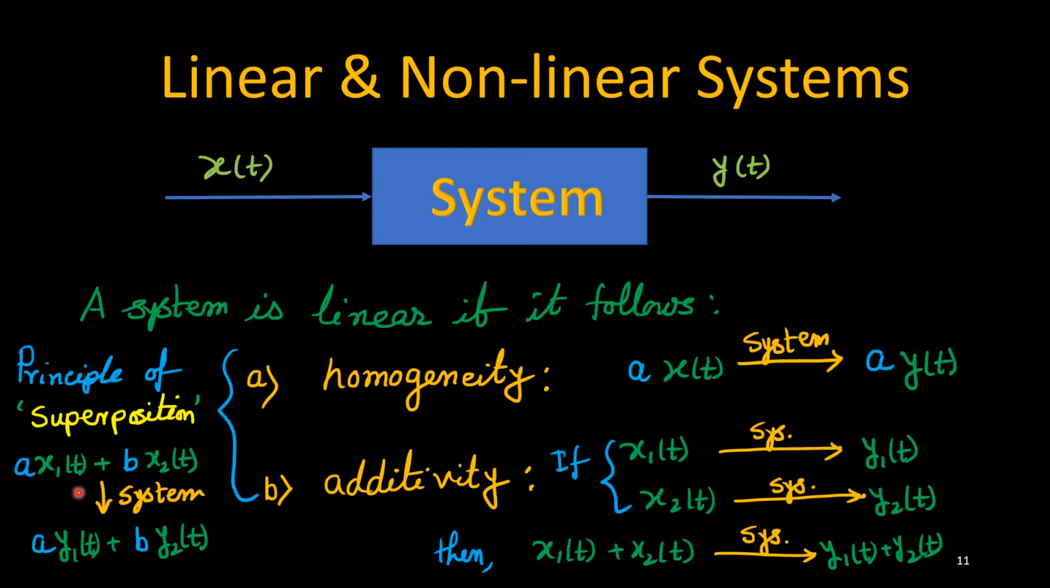You see, for x1 of t the corresponding output is y1 of t. So as a is multiplied here, here also a is multiplied, and x2 of t is a different signal, its multiplication factor is b, and x2's corresponding output is y2 of t. So y2 is again multiplied by the same factor b. Now they are combined. So if a x1 of t plus b x2 of t has the output a y1 of t plus b y2 of t, then it is said to be a linear system. So this is called the superposition principle.